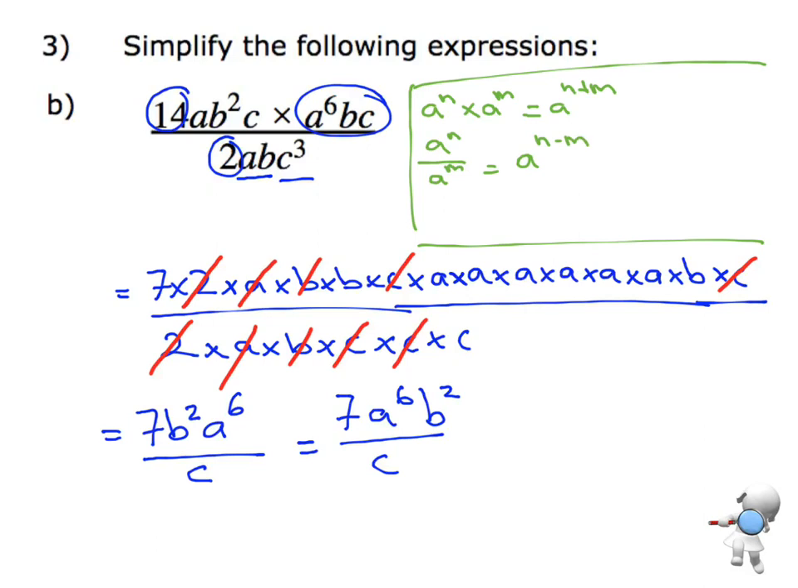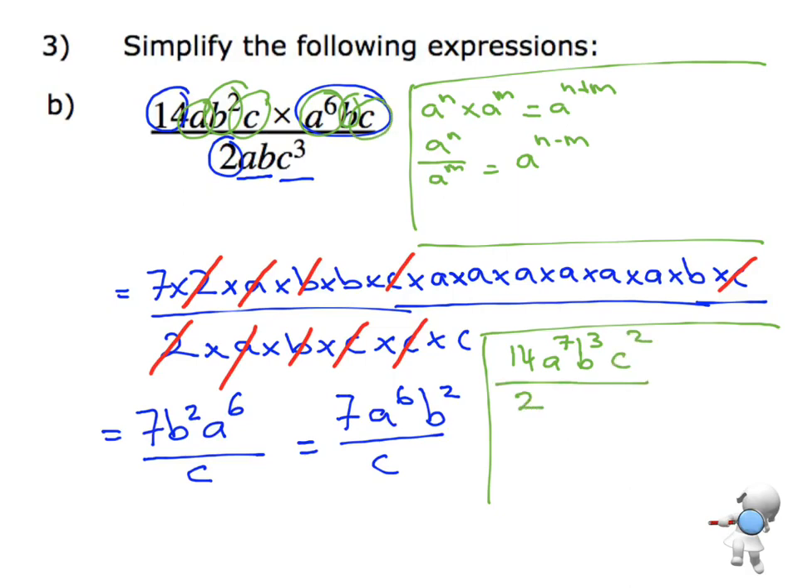Okay, so if that was the case, then in terms of the working, all I would be doing is simplifying the top line first of all. 14, now I've got a times a to the 6, which would give me a to the 7, b squared, and a b will give me b to the power 3. I'm adding those powers. C and c, add those powers, gives me c squared, divided by 2, a, b, c cubed.